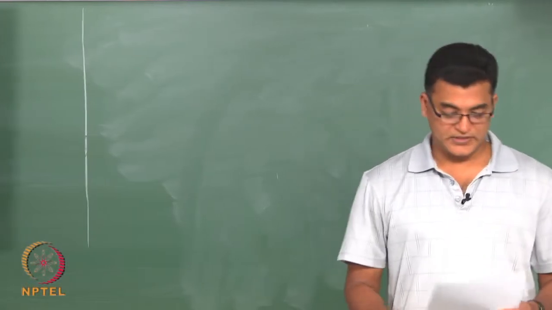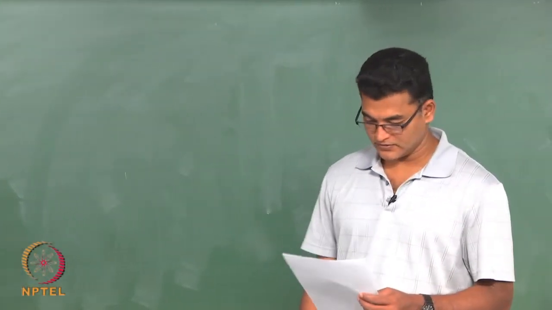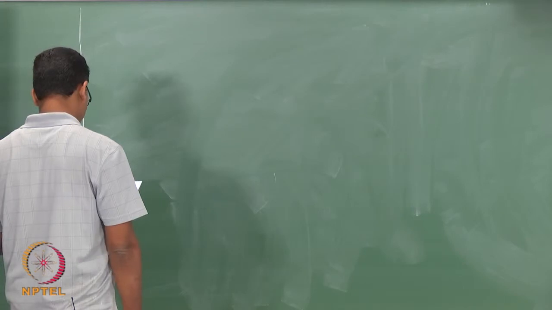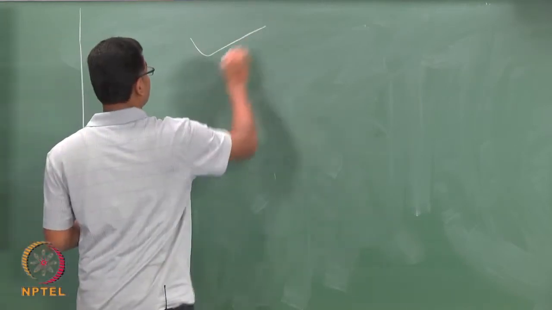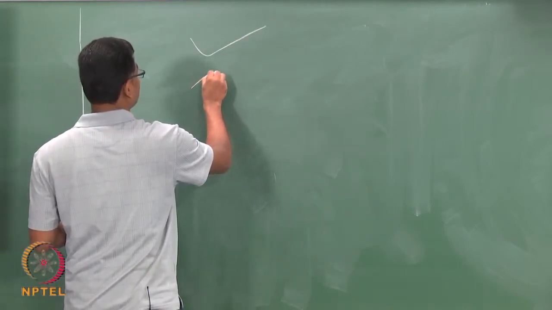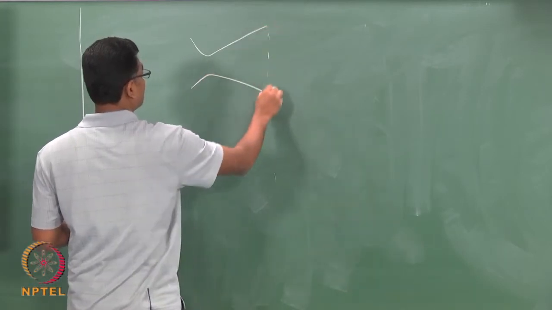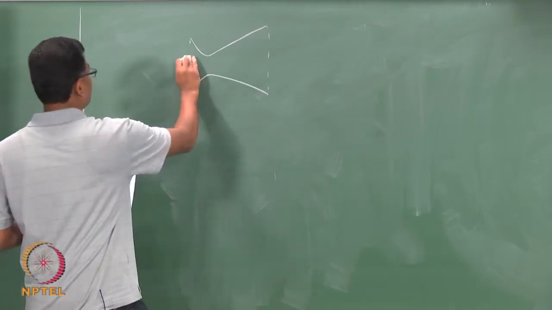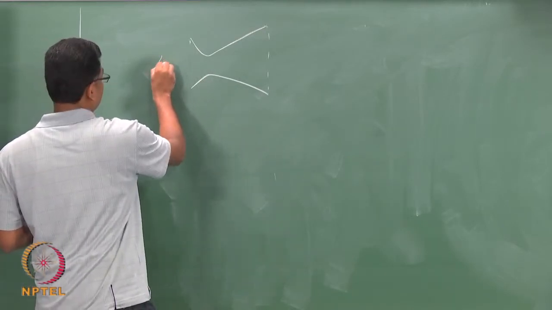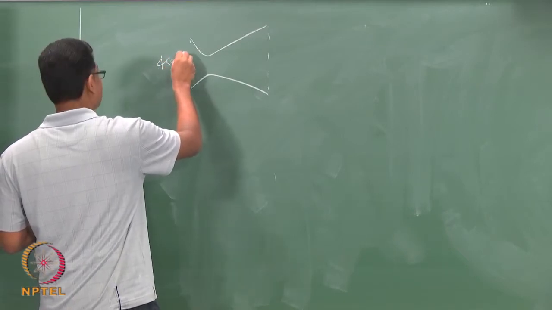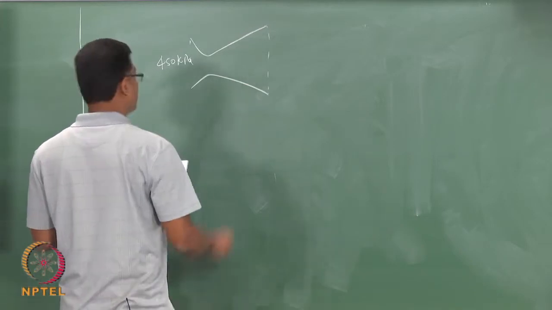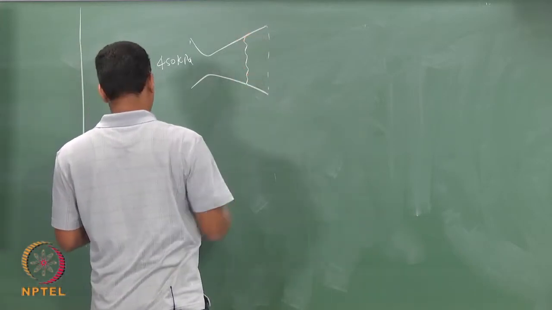So, we will continue with the discussion on normal shock. I have a numerical problem here in which I have a CD nozzle. This is supplied from a chamber where the pressure is 450 kilopascal. There is a normal shock somewhere.